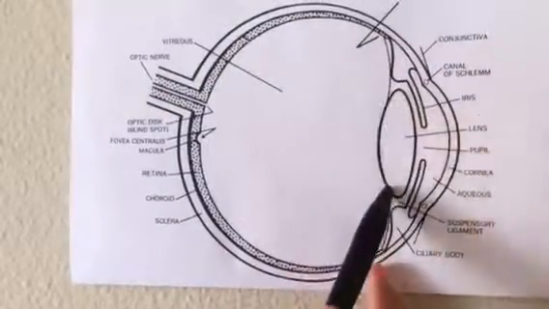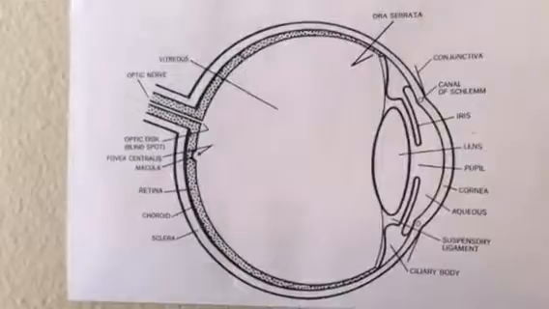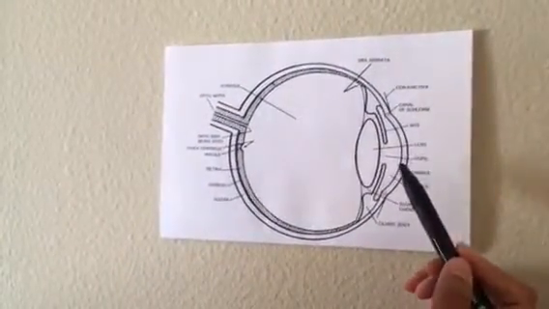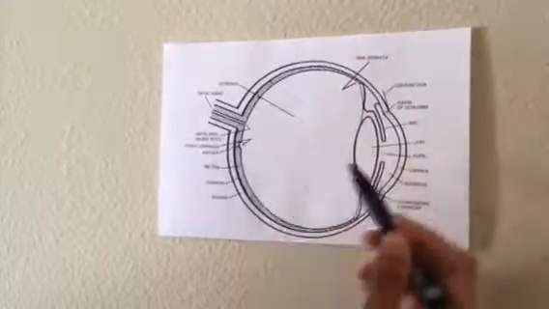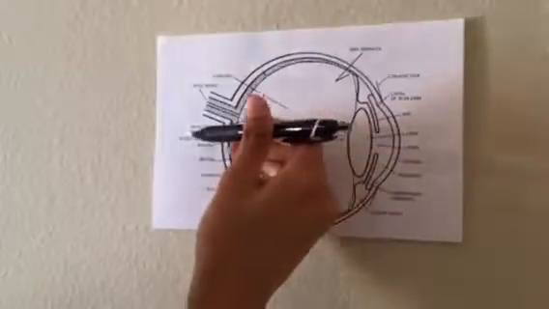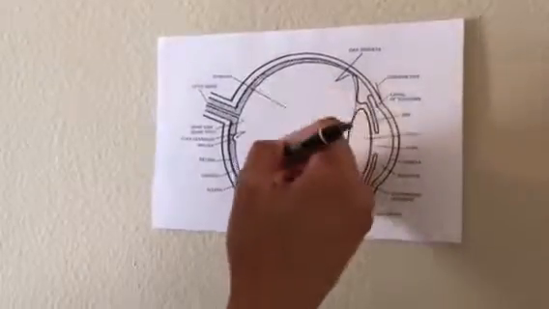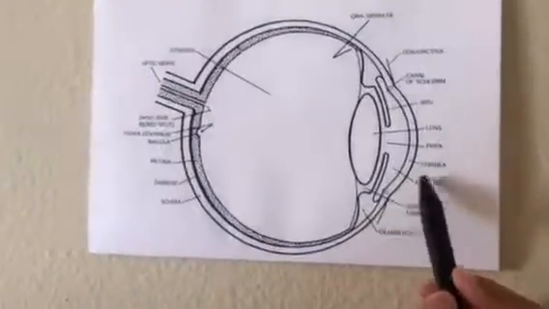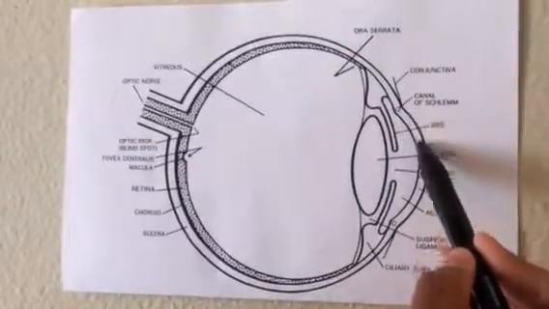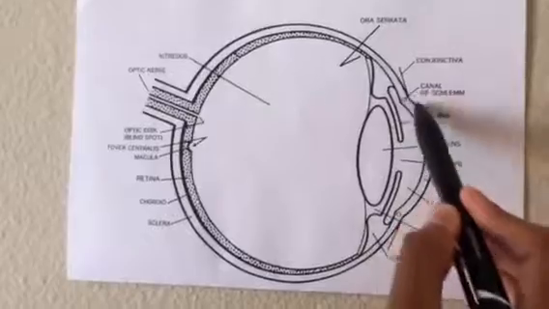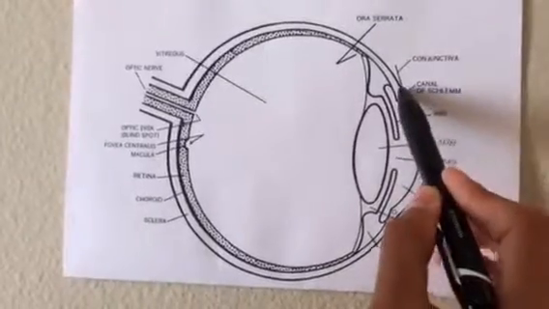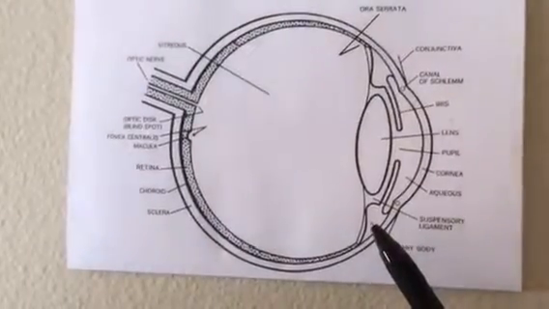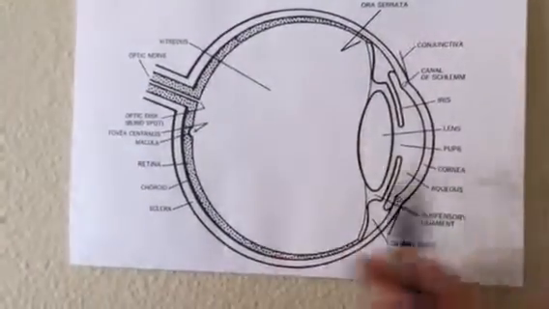Here we have the lens, and it is a clear structure that helps with some of the refraction of the light that comes through, but it reflects the light to the posterior end of the retina. Then we have the cornea right here, which is also another clear structure. Its main purpose is to do most of the refraction of the light that comes through.